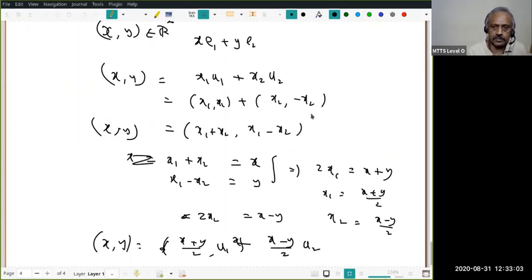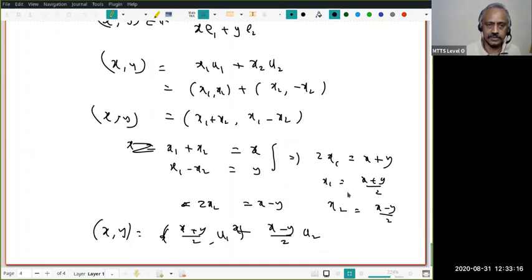Then with respect to the u1, u2 basis, the coordinates of the original vector (x, y) are not x comma y. The coordinates are (x plus y) by 2 and (x minus y) by 2. You understood this? Okay.